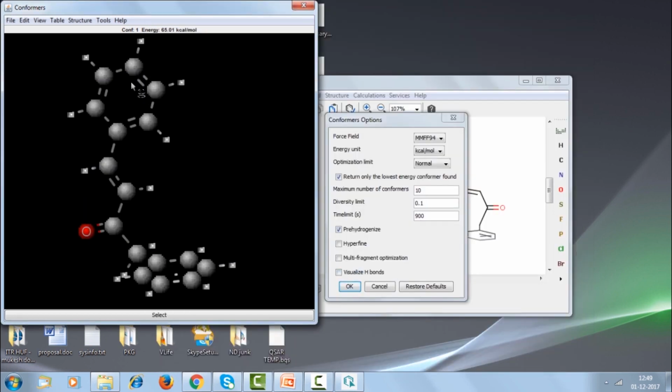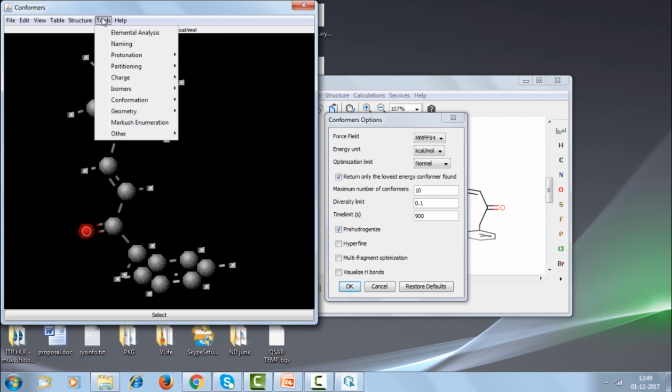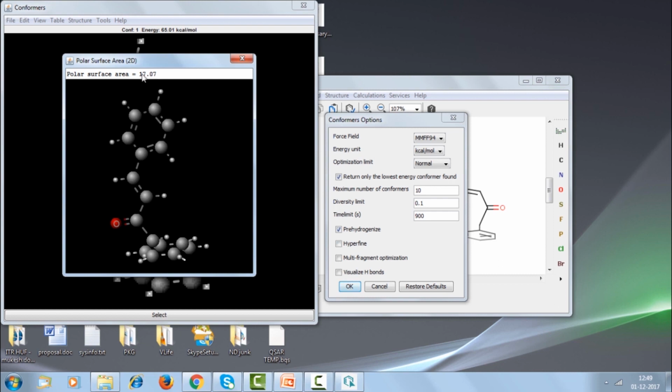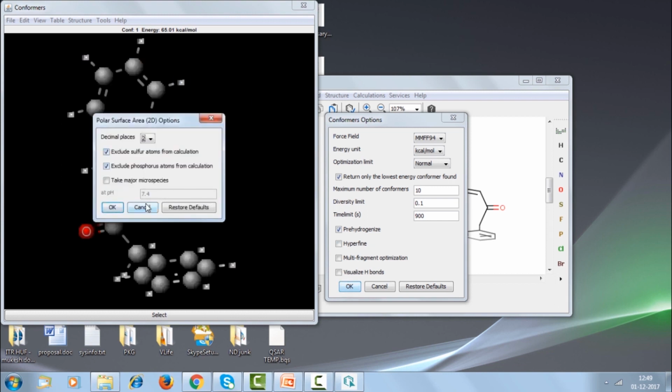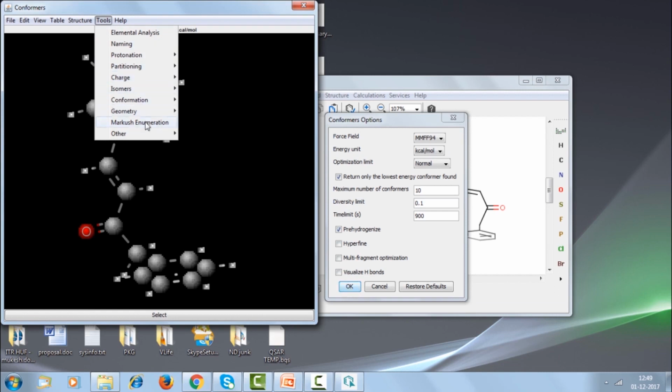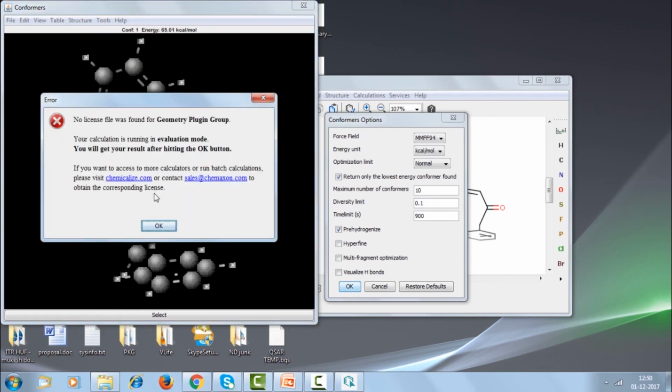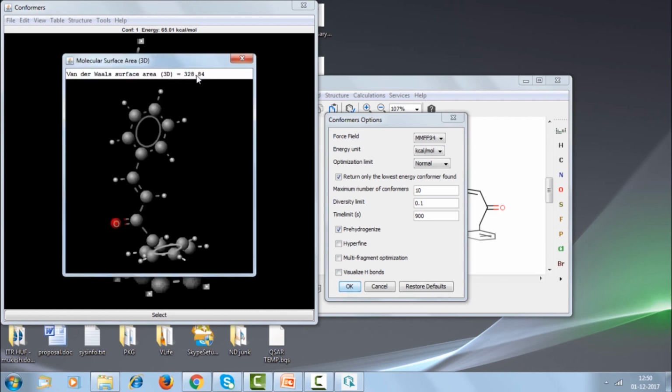Then we can also calculate polar surface area. It gives you a polar surface area of 17, which is quite low because only oxygen is the polar atom, whereas the remaining are non-polar. Then we can do other molecular surface area, so it gives you the molecular surface area, as you can see, 320 angstrom square.